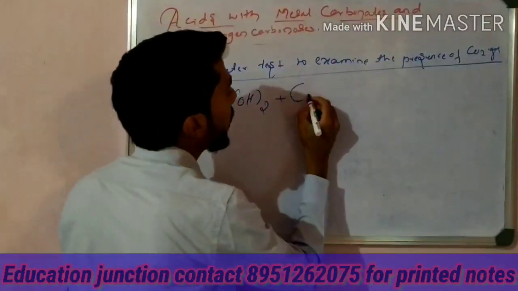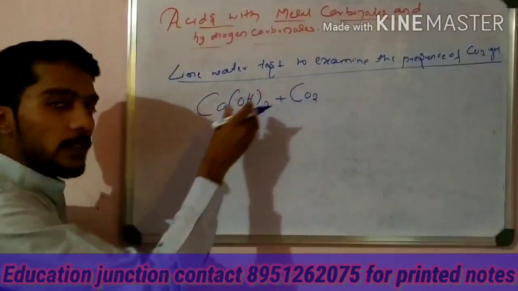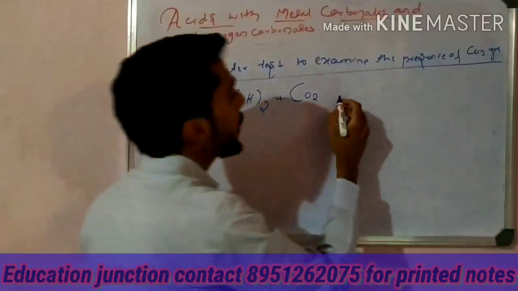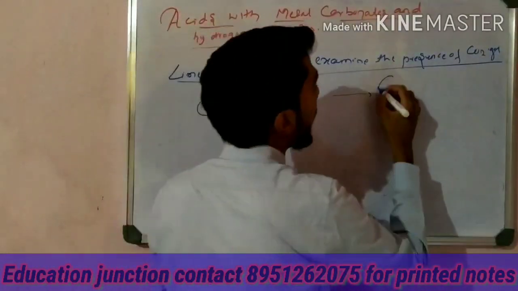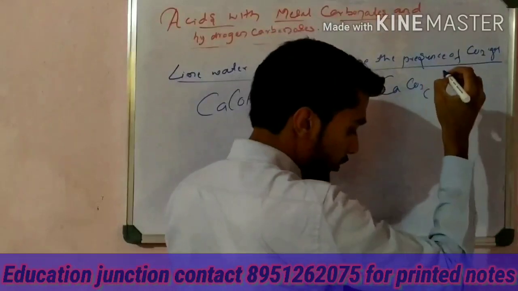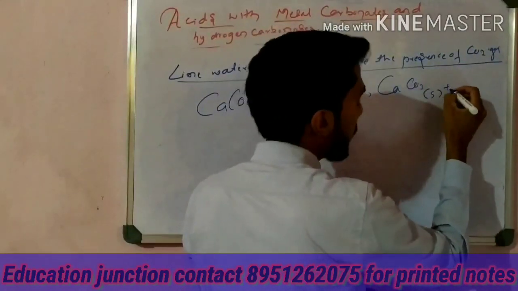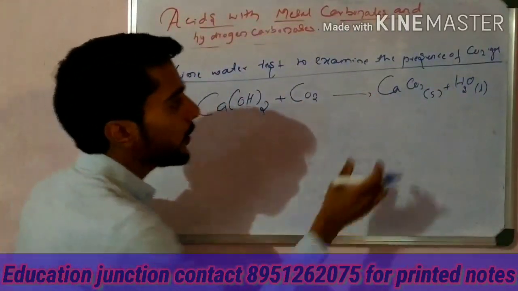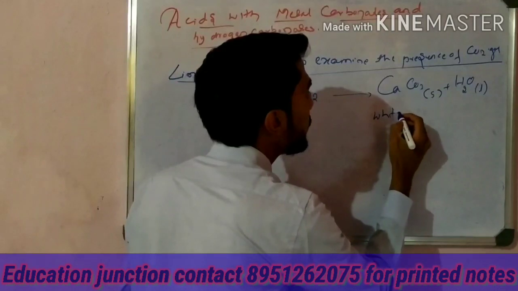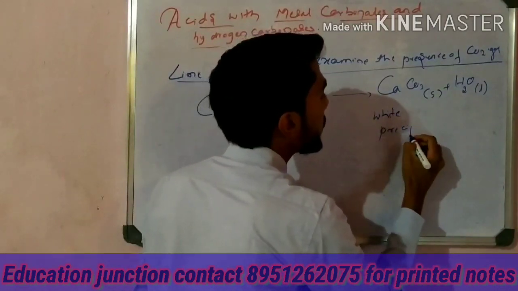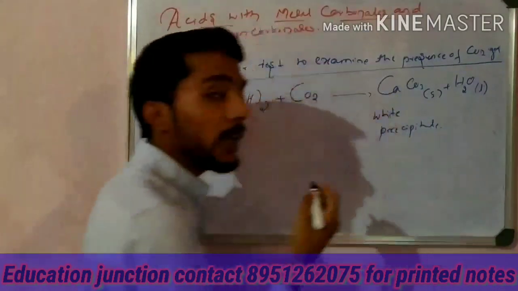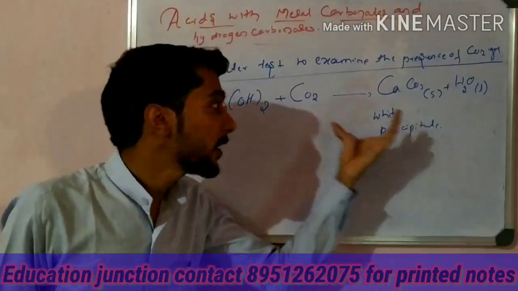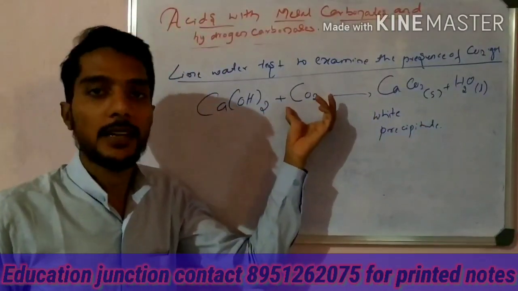What happens? When carbon dioxide reacts with calcium hydroxide, that is lime water, what happened? We know that calcium carbonate is formed, plus H2O liquid. That is important. And this is what? A white precipitate, like milk formation. It is formation of milk. This indicates that the given passed gas is carbon dioxide.